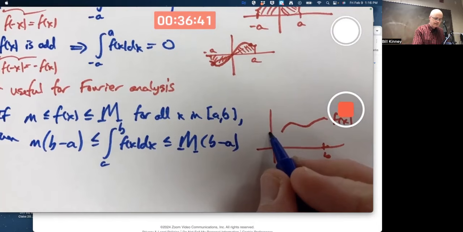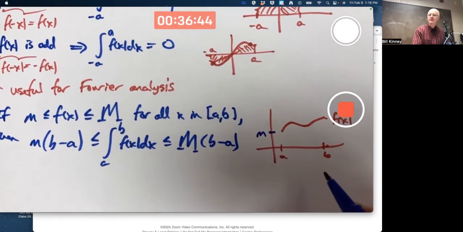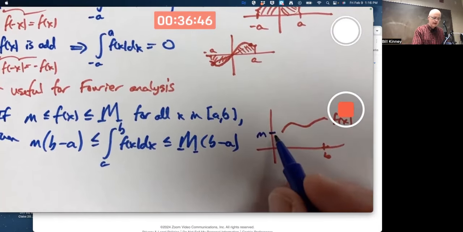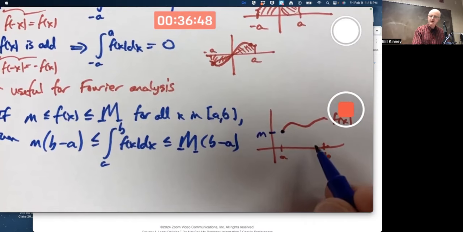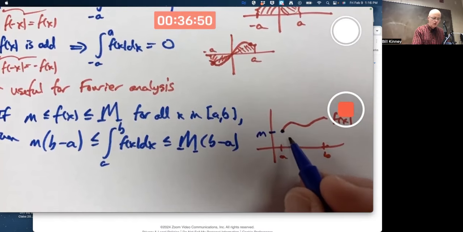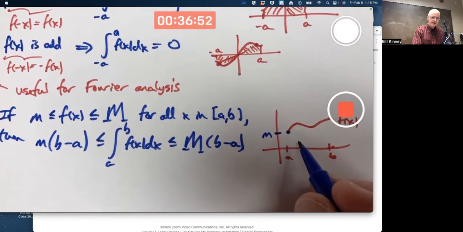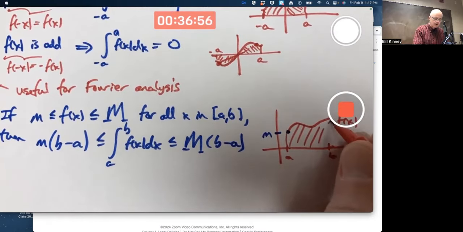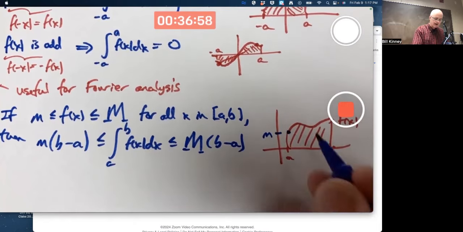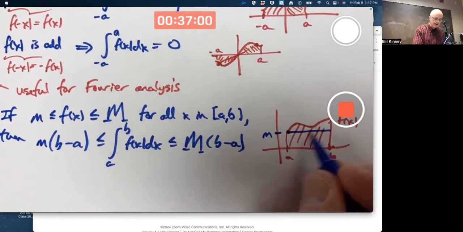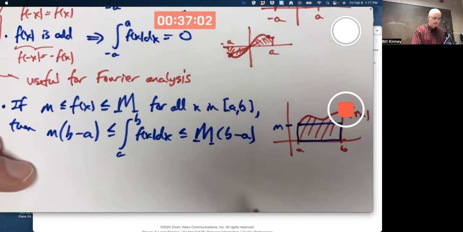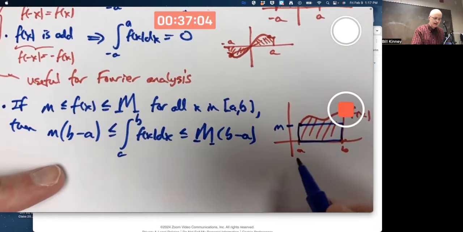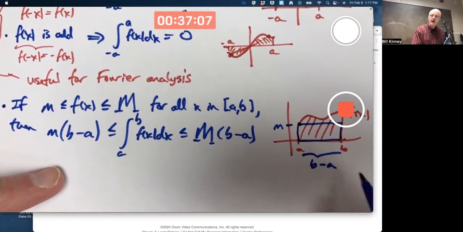If I take little m to be the best lower bound of the function, it will equal the minimum value of the function. That will work. And what we're saying is the area under the curve, the red area, is greater than the area of this rectangle. Base is b minus a. Height is little m.